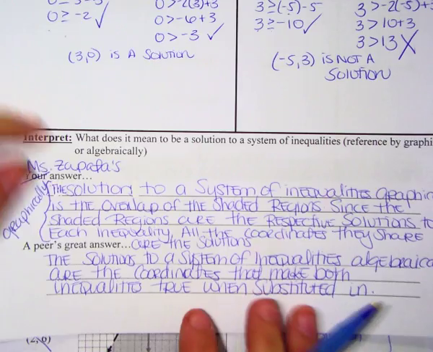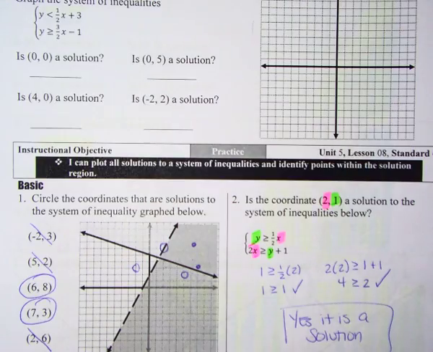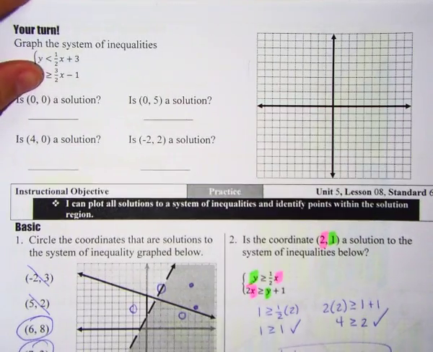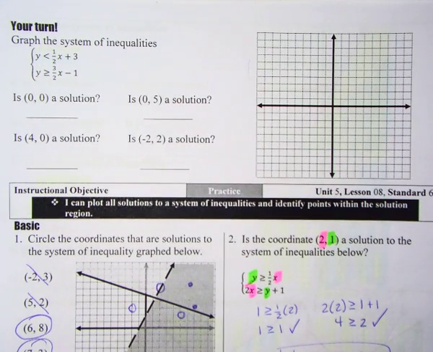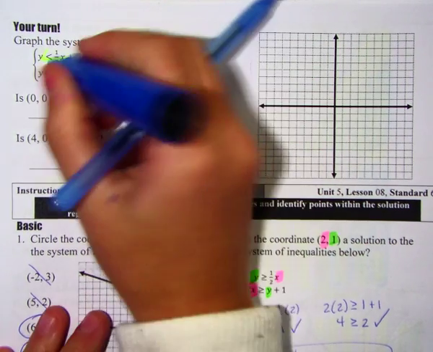Okay? If you want to read what I wrote for this, you can take a look online at the answer key. But let's go ahead and graph one more just for practice. I'm going to graph the solutions to the first one in yellow. I'll graph the solutions to the second one in blue.